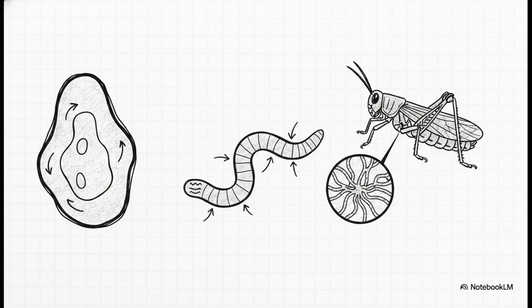A microscopic amoeba? It simply diffuses oxygen straight across its cell membrane. Earthworms literally breathe right through their moist skin. And insects? They use this fascinating network of air tubes called trachea, completely bypassing the need for lungs altogether.